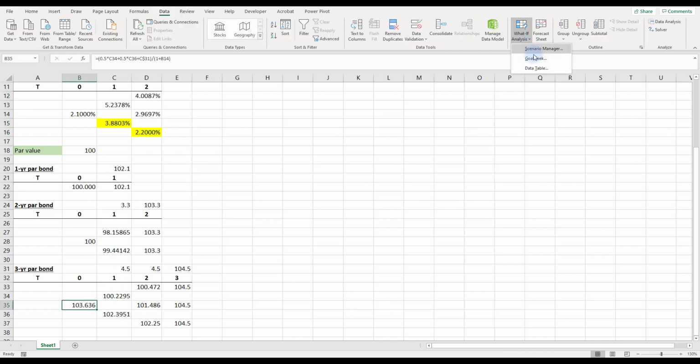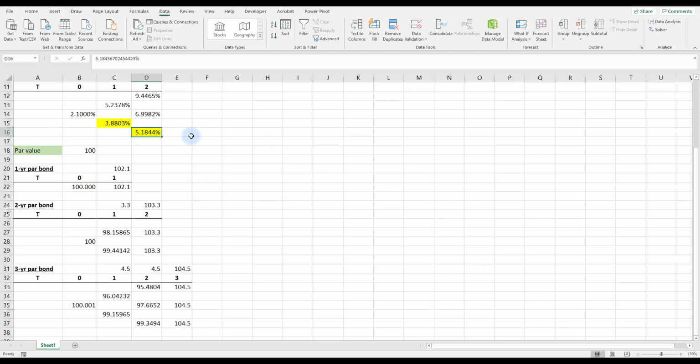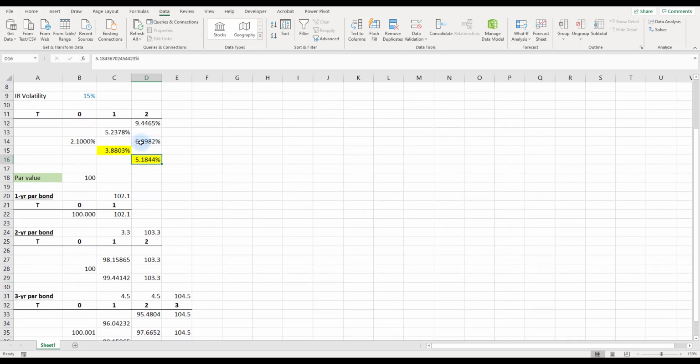So again, we'll use goal-seek. I'll just set the values. Let's say the cell in B35 here to be equal to par 100 by changing the cell in D16. Let's click OK, and we get a final result. So the interest rate in the lower node, LL node here, is 5.1844%. This should be 6.9982%, and the rate here will be 9.4465% in the highest node.